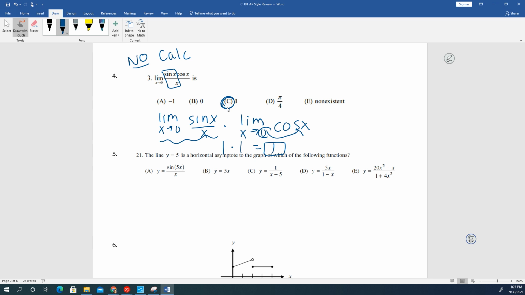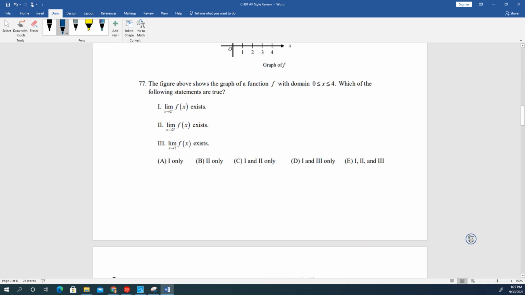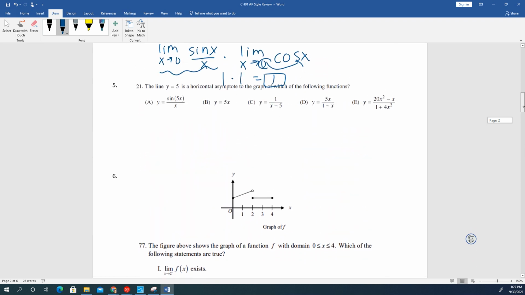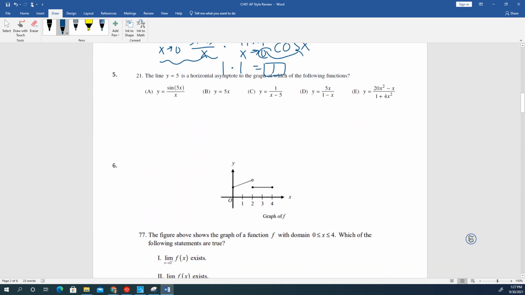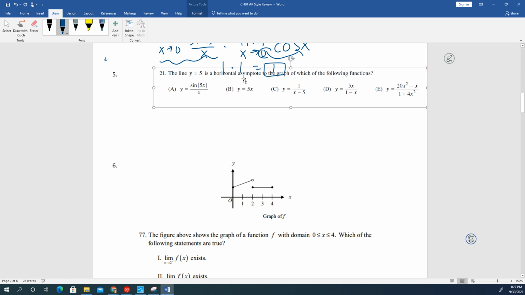Okay. Ooh, I like this problem. Number 5. This goes along with what we talked about in 3.5. The line y equals 5 is a horizontal asymptote to the graph of which of the following? So, horizontal asymptote.